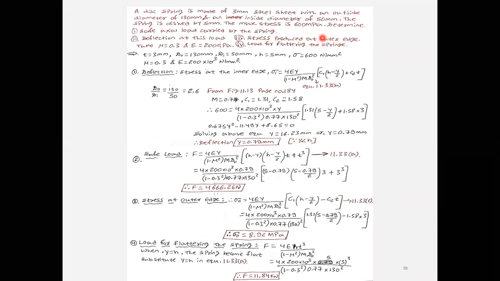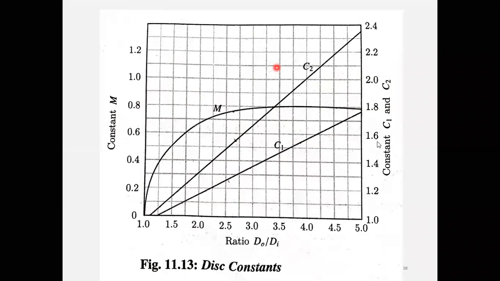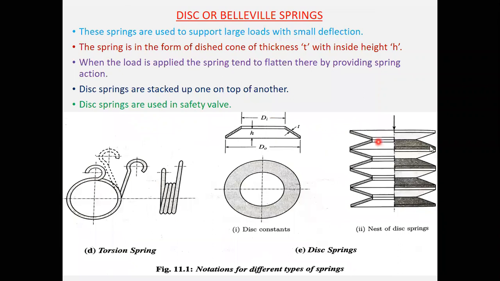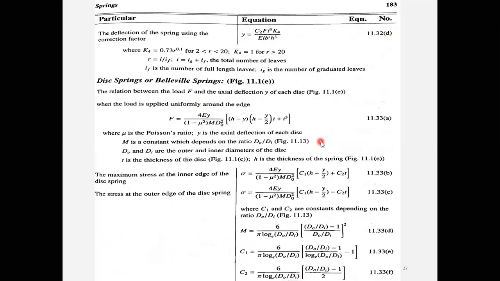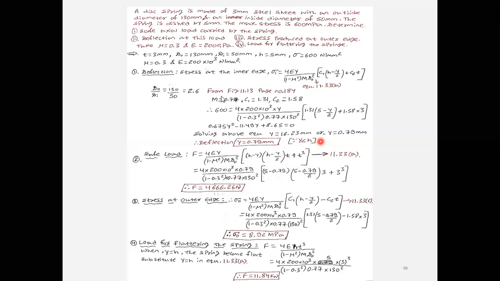As I told you, two types of stresses will be produced. One is the stress produced at the inner edge, and one more is the stress produced at the outer edge. The fourth one is the load for flattening the spring. This means when the load is applied and this entire dish becomes flat, they are asking at what load this entire disc will become flat. That you need to calculate. We'll calculate one by one.